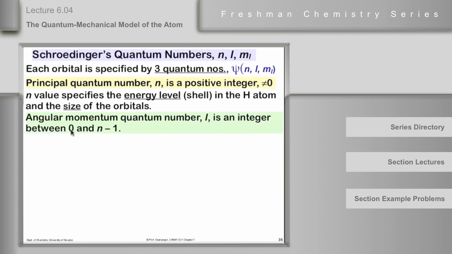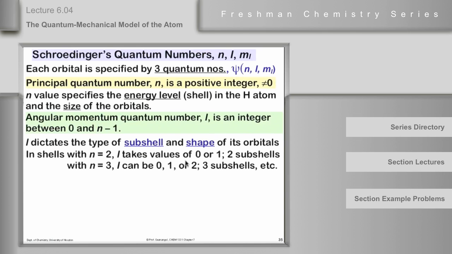So l can have a value of 0; n cannot. And the largest value that l can have in a particular shell, specified by n, is n minus 1. l dictates the type of subshell that we are talking about, and the subshells differ in the shape of the orbitals that make them up. So l dictates both of these things: which subshell we're talking about, and the shape of the orbitals within it.